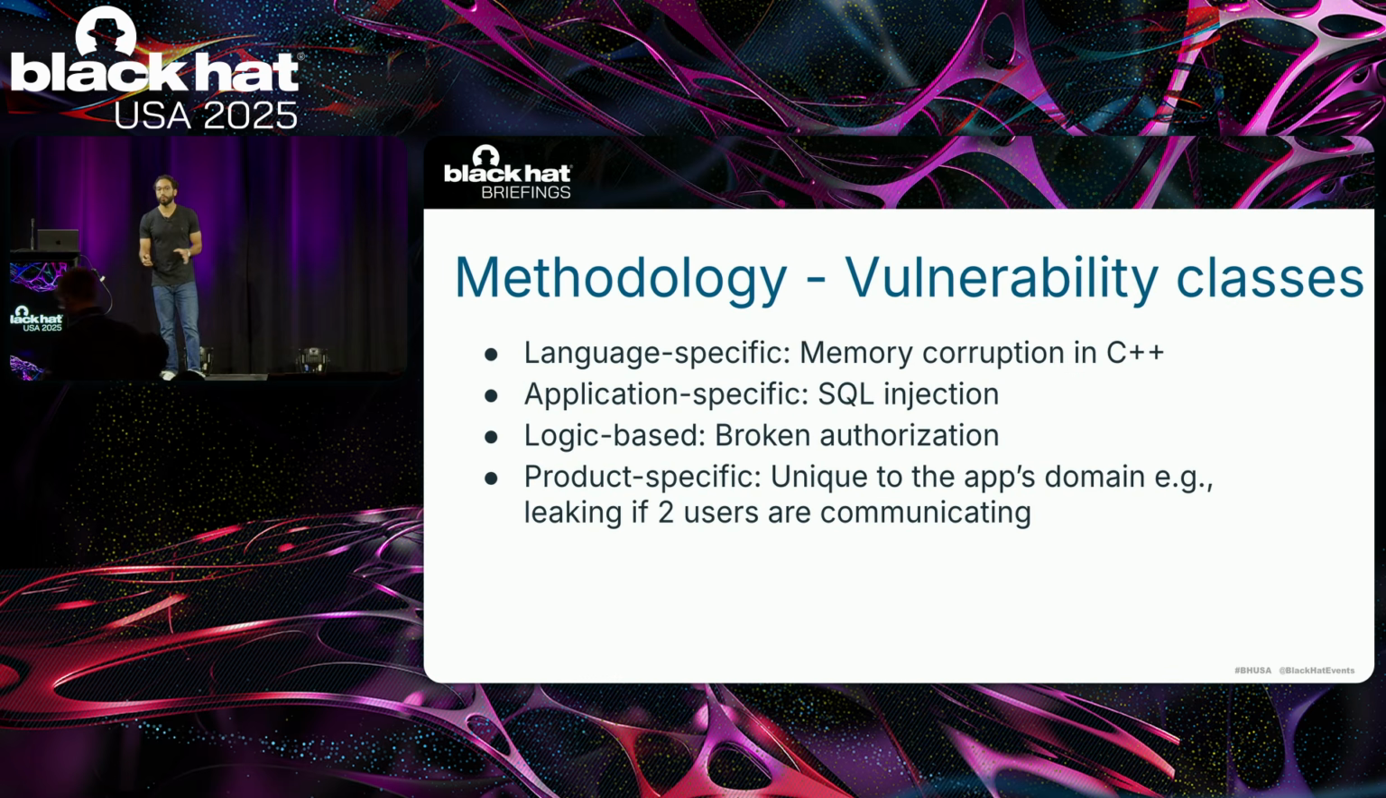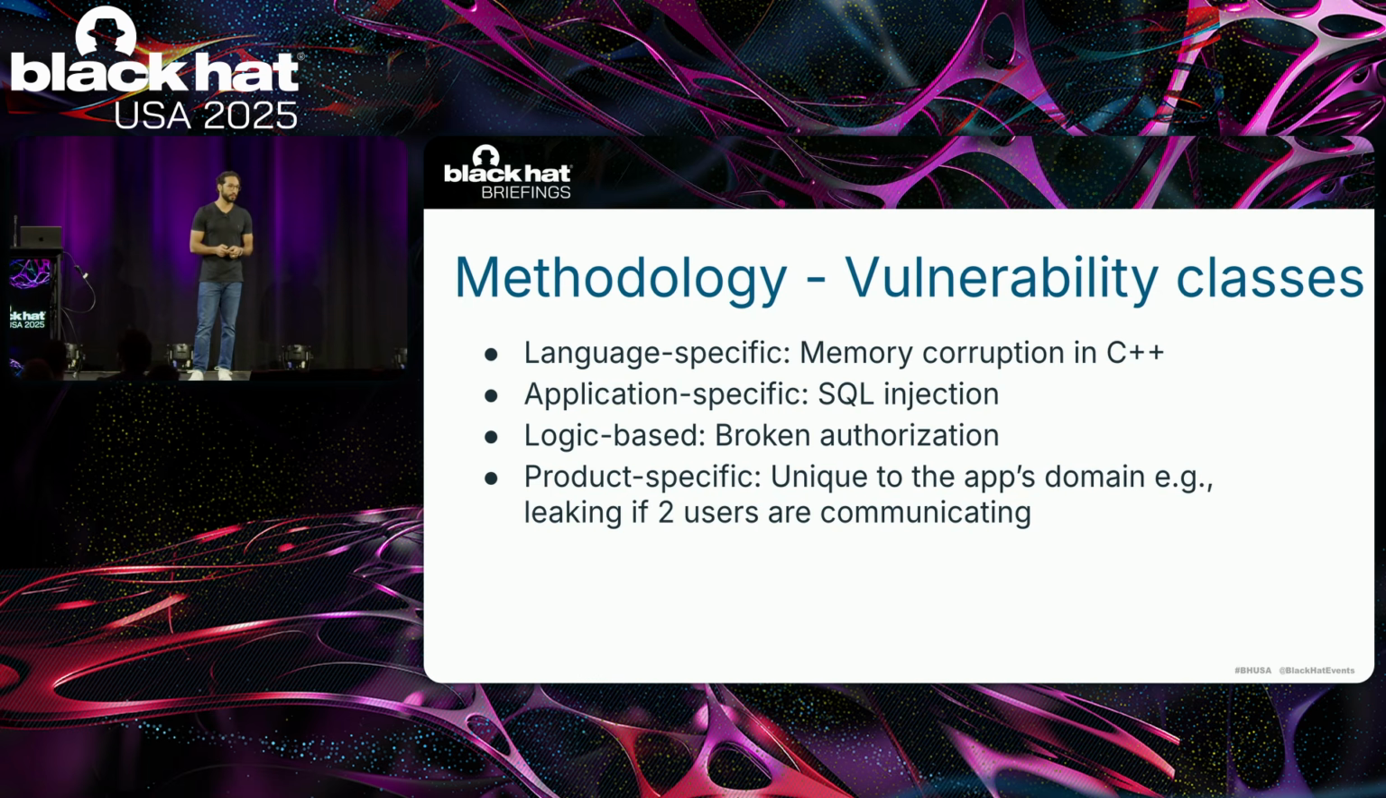Additionally, I break the vulnerabilities into 4 classes. Language specific: if you're reviewing C++ code or C, you expect to see memory corruption. Application specific: if you're looking at application-specific code, SQL injection, and others. So these are the different 4 categories that I look at. Keep these in mind throughout the review because we will touch across them as we dive into the Signal code base together.